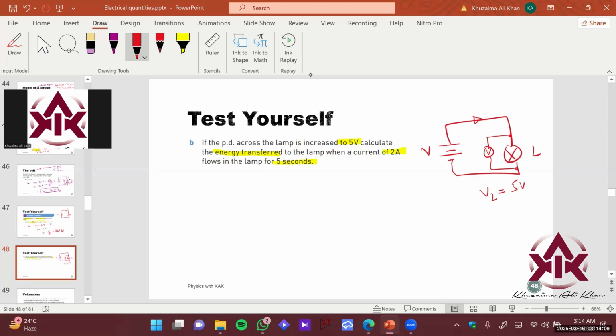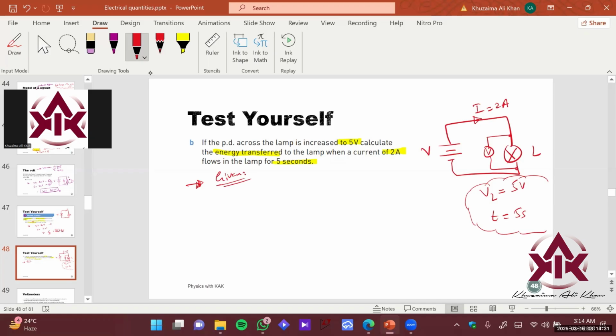The current flowing through the circuit is 2 amps, and it is flowing for how many seconds? For 5 seconds. We want to find out the total energy that is supplied by the battery to the lamp. If you can make the diagram, that is fine. If you can just write down the data as given, what is given to you, that is also fine.